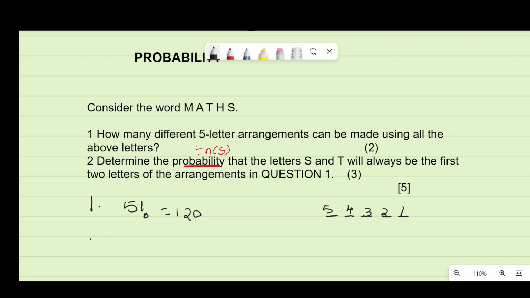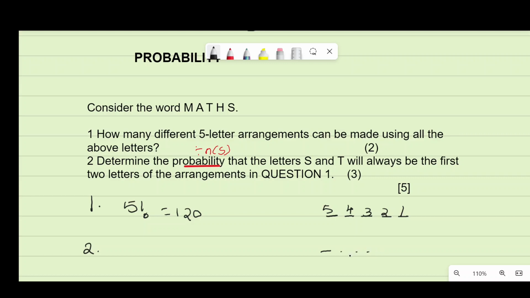Now look at number 2. Determine the probability that the letters S and T will always be the first 2 letters of the arrangement in question 1. So now there's a restriction in the event.